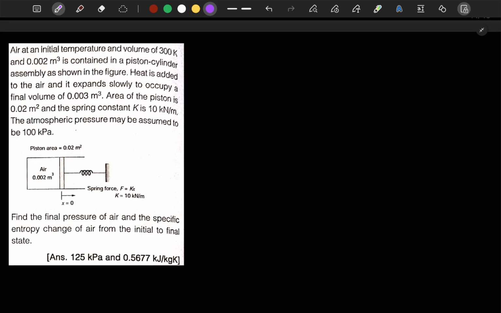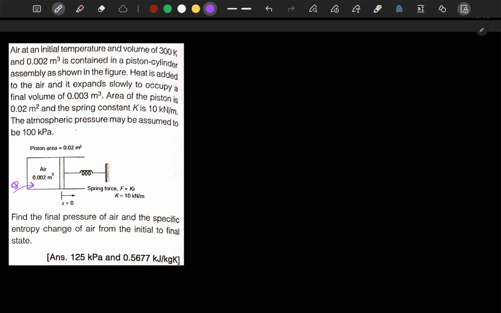Okay, heat is added to the air and it expands slowly before occupying a final volume of 0.03 meter cube. The area of the piston is 0.02 meter square and the spring constant is 10 kN per meter. The atmospheric pressure may be assumed to be 100 kilopascal. Find the final pressure of the air, and the specific entropy change of the air from the initial to final state.